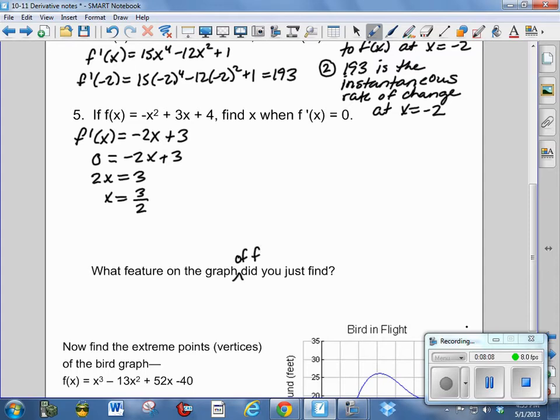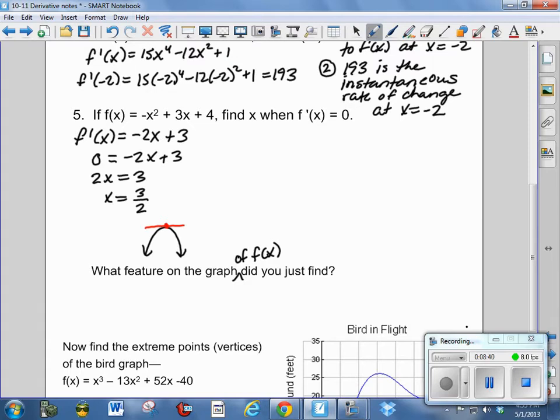So here's my function f of x. Notice it is a parabola. Because it has a negative sign in front of the x squared term, it is an upside down parabola. I just set the derivative function equal to 0 and got 3/2. So what does that 3/2 tell me about this function? Well, hopefully you recognize that it's going to tell me the vertex, because the vertex is where the slope equals 0 and the derivative is the slope of the tangent line. So the tangent line at the vertex has slope 0.